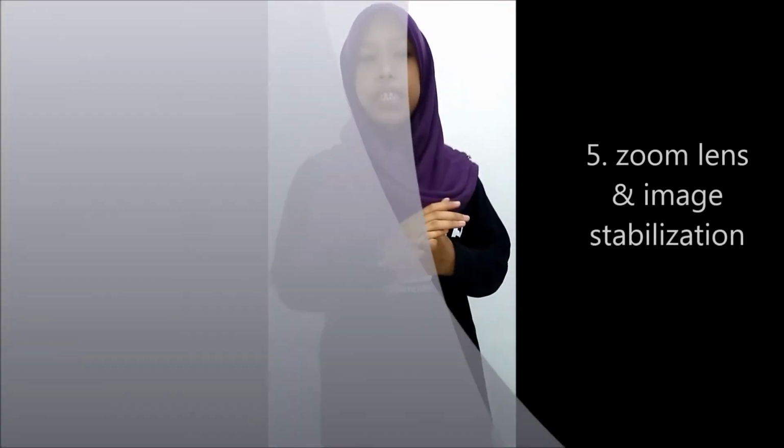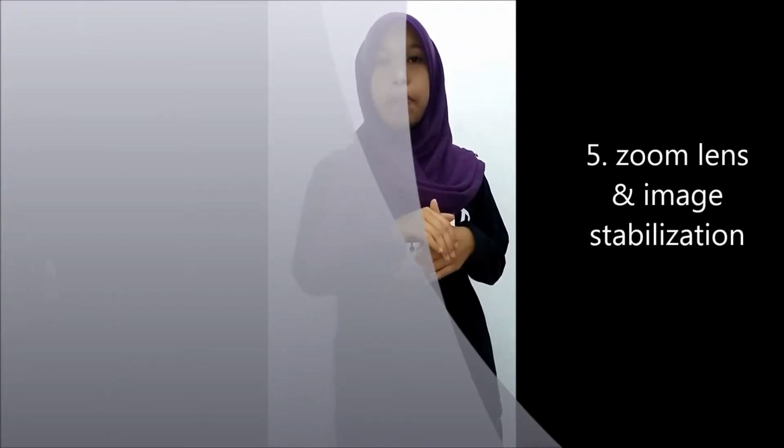Okay, the last feature is zoom lens and image stabilization. For compact cameras with optical zoom, lenses as powerful as 10 times optical zoom, versus one with higher resolution, we would take the model with the more powerful zoom lens.